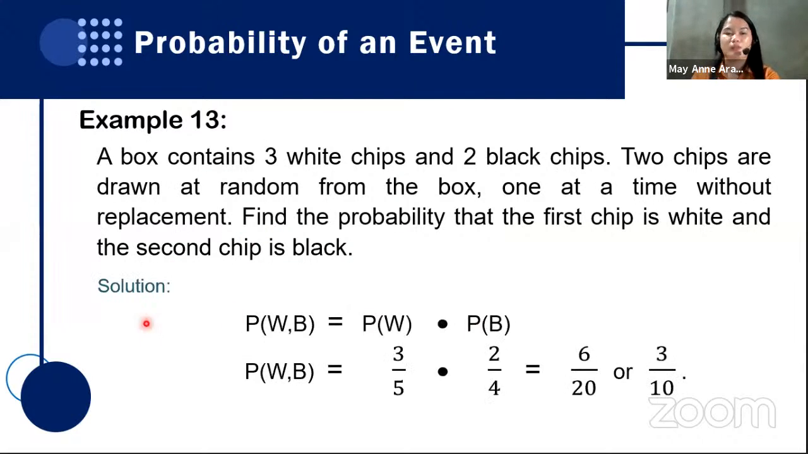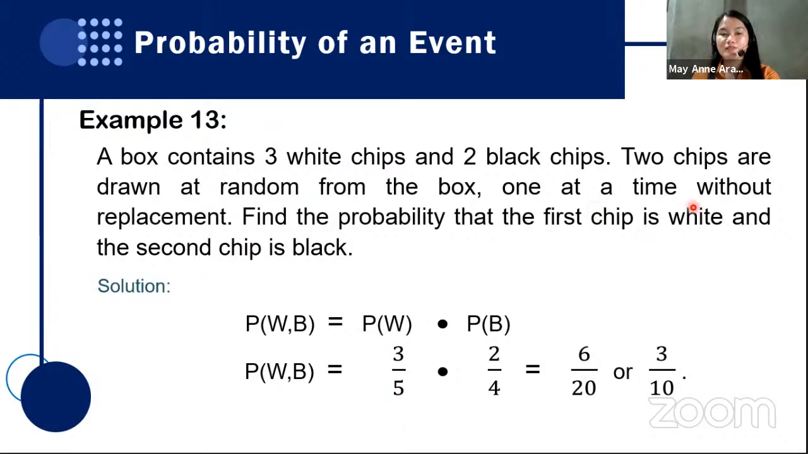Okay, what will happen to the probability? Oh, how many chips are there? You have 5. That's why we have 5 here. Oh, first chip daw is white. So, how many are white? There are 3. So, you have 3/5.